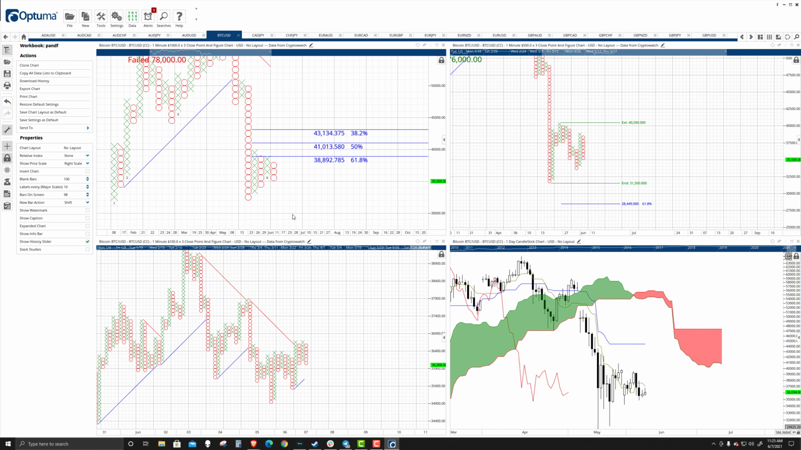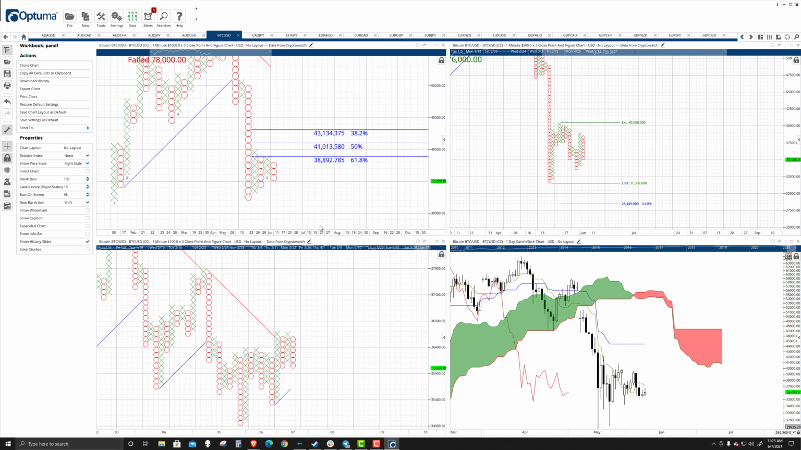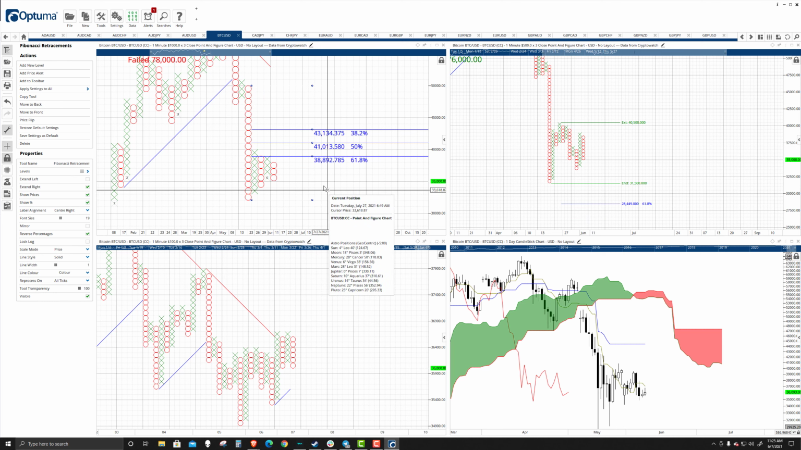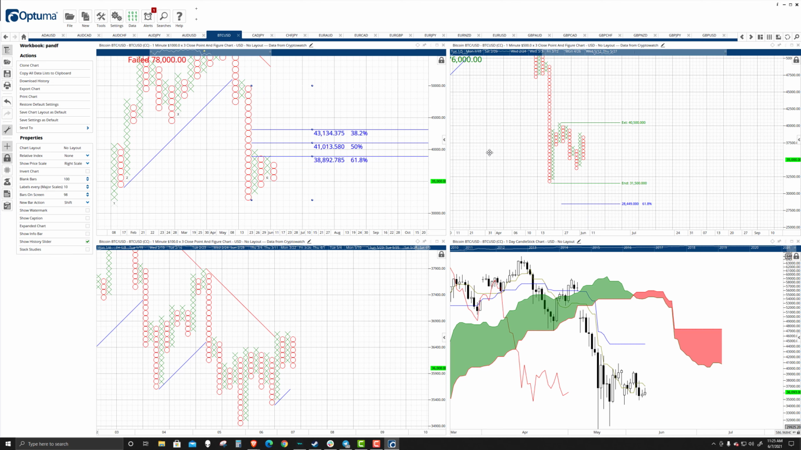Point and figure really, I think, is a benefit and a blessing here, because it really does break up the noise a lot. So I've got 3-box point and figure charts for Bitcoin here. On the top left, I have the $1,000 3-box reversal chart, and the top right, it's the $500 3-box reversal. And then the bottom left is the $100 3-box reversal chart.